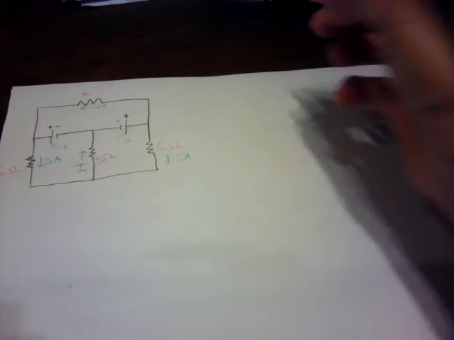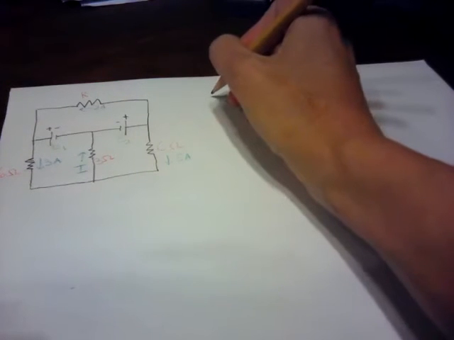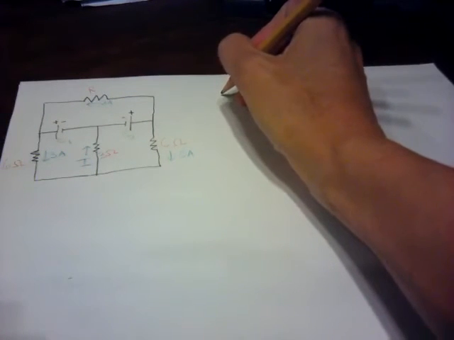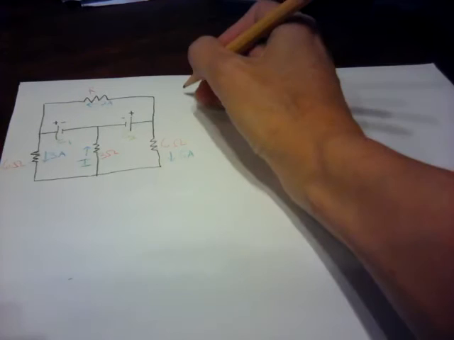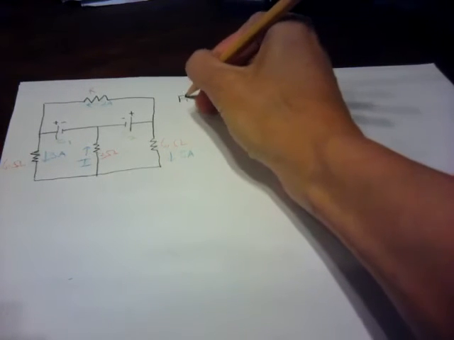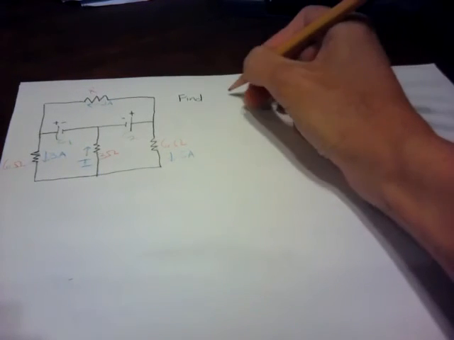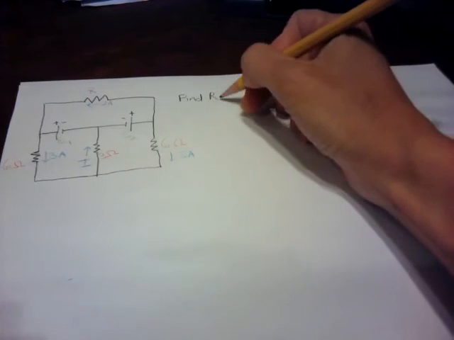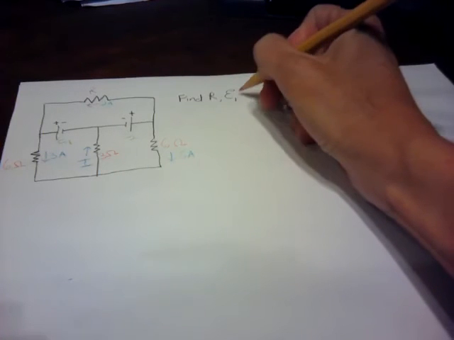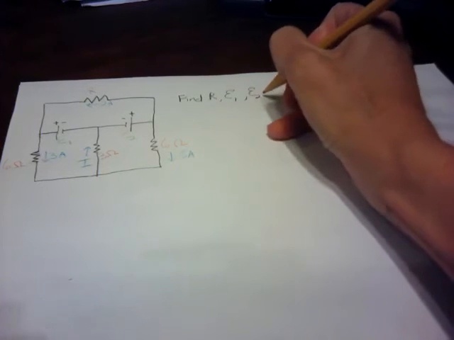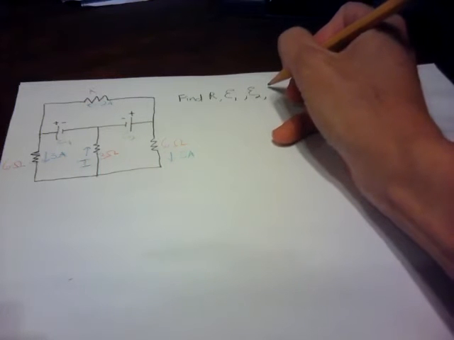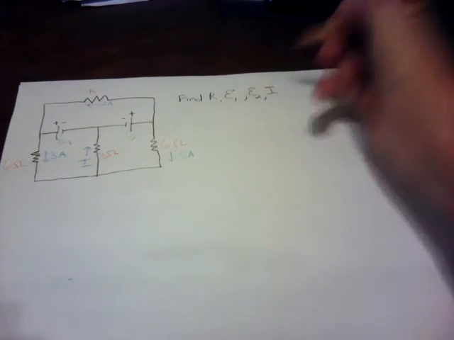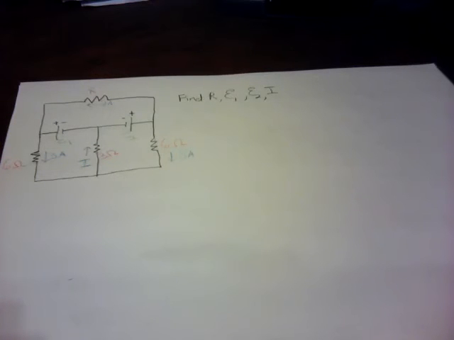What are we looking for in this problem? We have 4 target variables that we're trying to solve for. We want to find this unknown R up here at the top. We want to find the 2 unknown EMFs, E1 and E2. And we want to also find the unknown current I that's going through the 3 ohm resistor in the middle and the bottom. So I'm going to start by applying the junction rule.